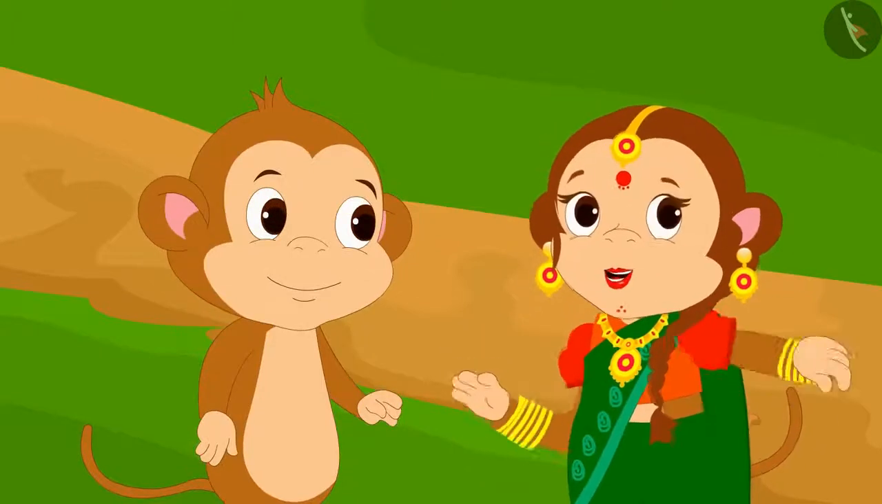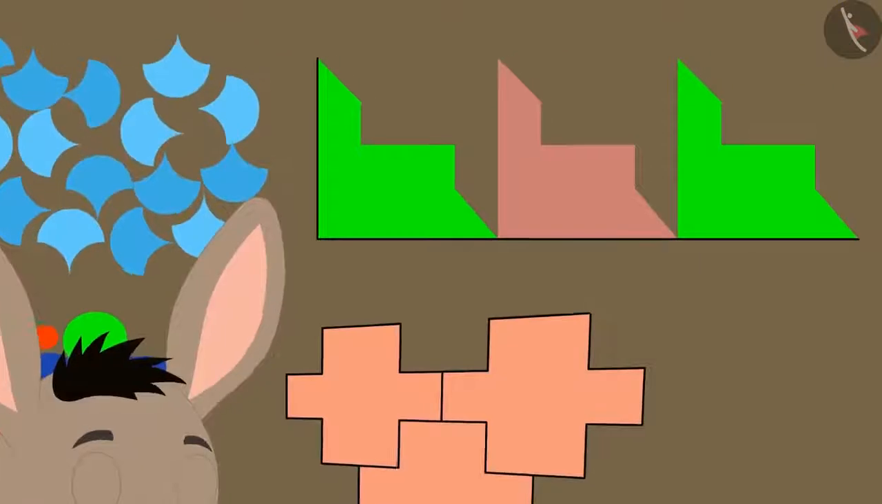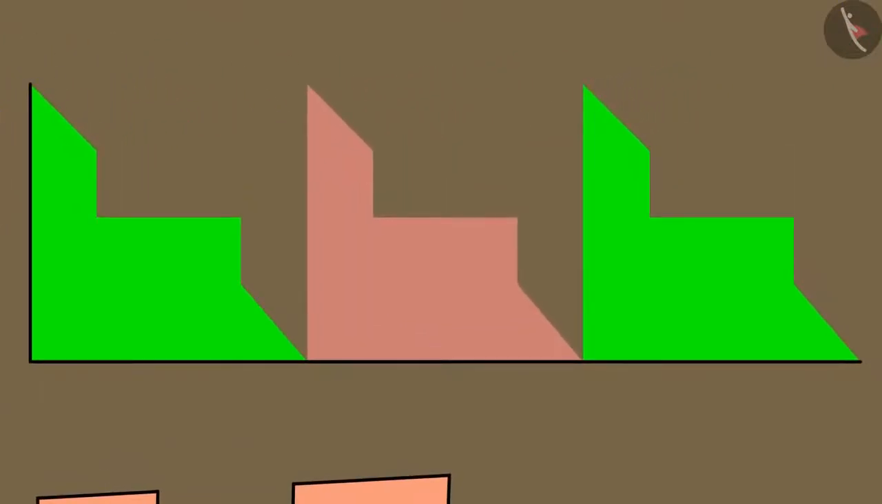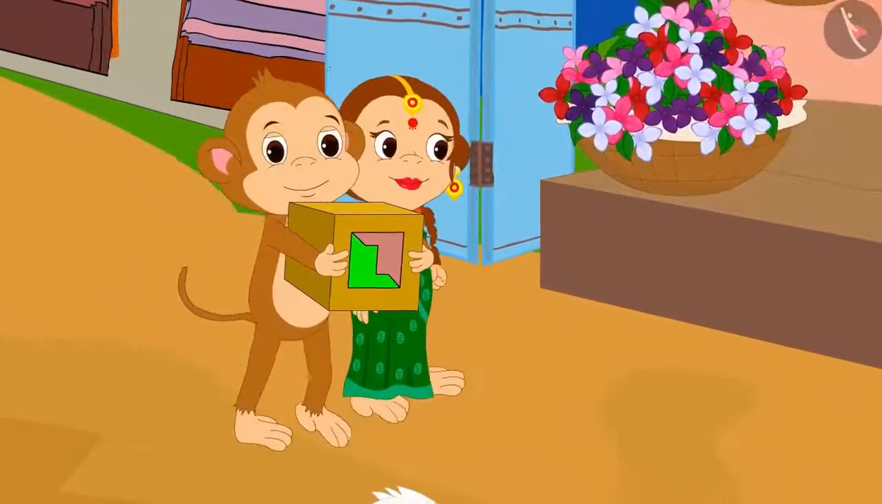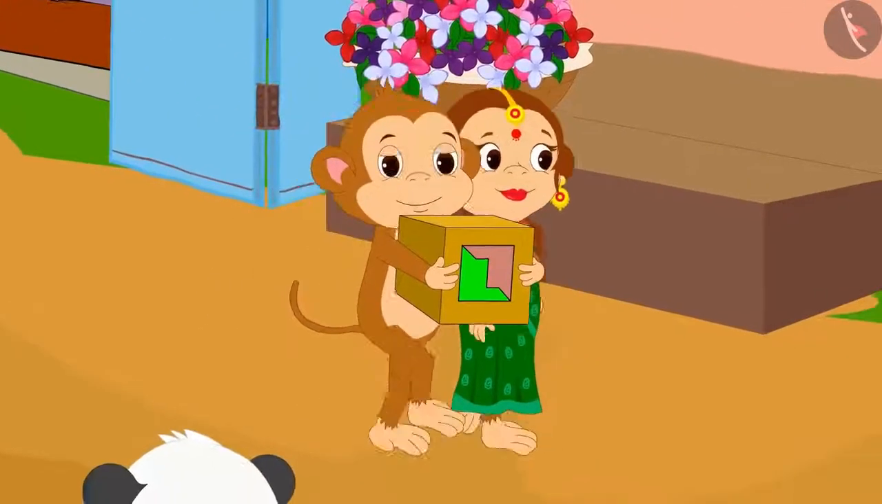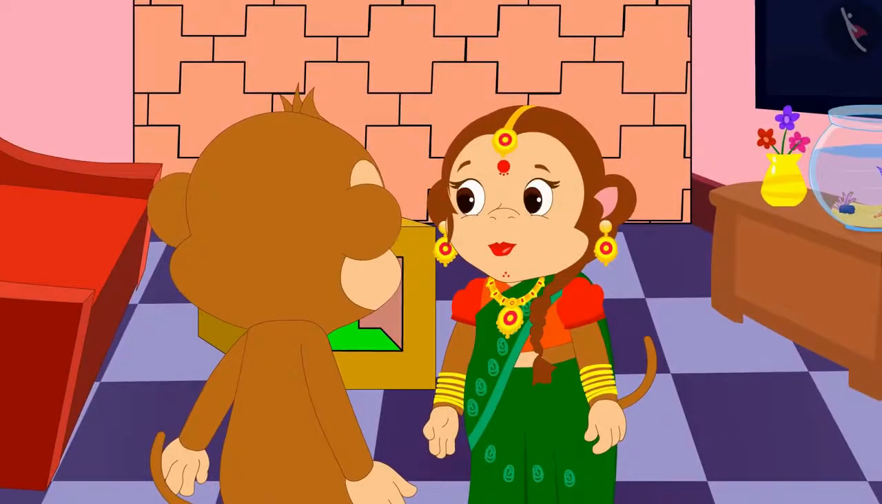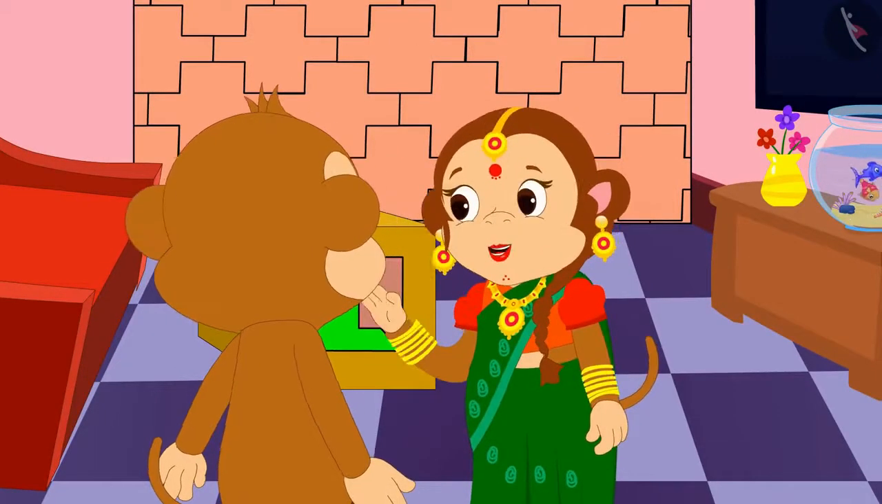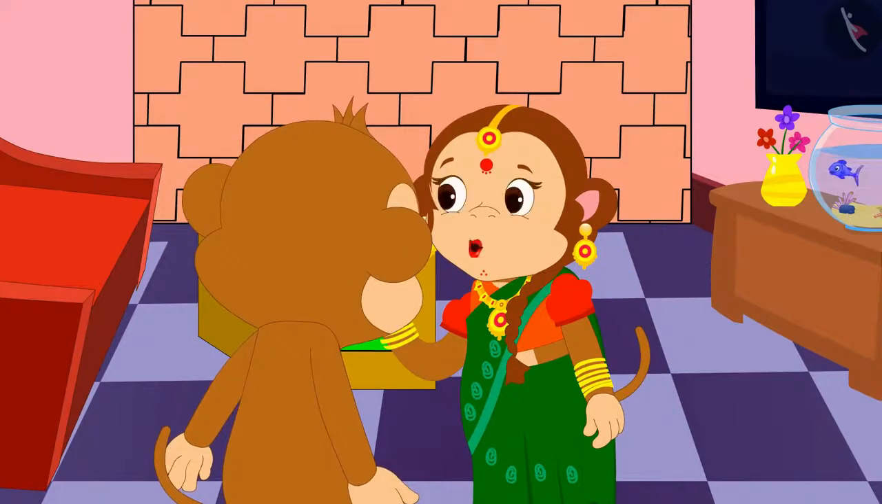Babbanji, I like the tile of this design very much. Banno said to Babban, pointing to the tile of this design. Babban immediately bought tiles of that design, and Banno and Babban returned to their home. On returning home, Banno said to Babban, Babbanji, you must be tired. Why don't I decorate the wall of our room with these tiles?